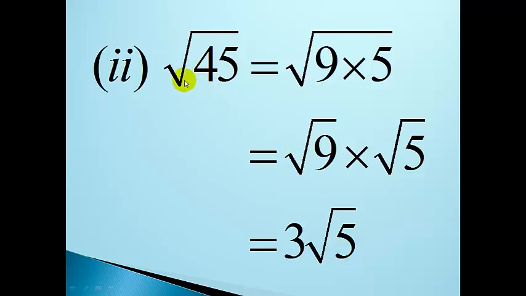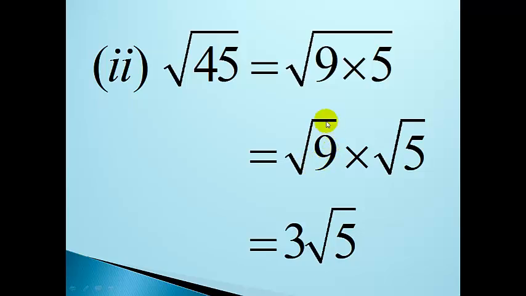Now considering the example in II, we are asked to simplify the square root of 45, and so we try to search for 2 numbers, that is factors of 45, in such a way that when we multiply the 2 numbers, we are getting 45, and one must be a perfect square. So 45 can be expressed as 9 times 5, and you can see that 9 is a perfect square. Now square root of 45 is equal to square root of 9 times 5, and square root of 9 times 5 can also be expressed as the square root of 9 times the square root of 5.